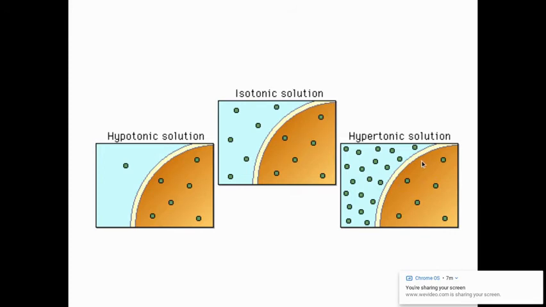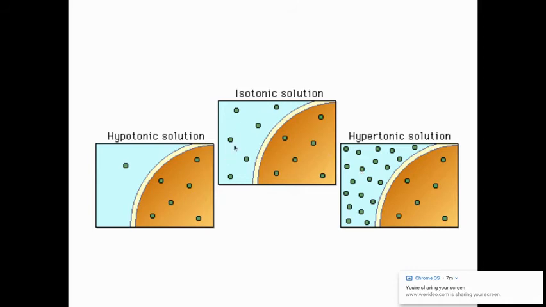Hypertonic is the opposite. There are so many solutes in here, all those sugar molecules. Hyper, high energy, high amount of solute compared to the cell. So here's a low concentration of water here, high concentration of water here. So the water's going to rush out, shrivel up that cell.